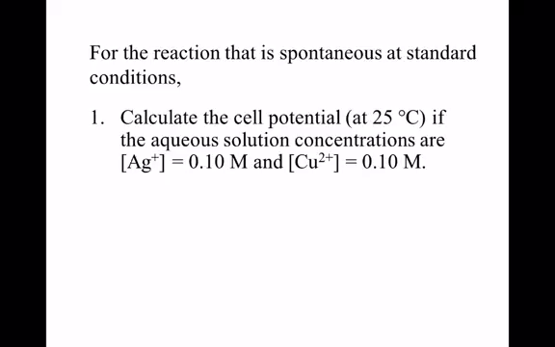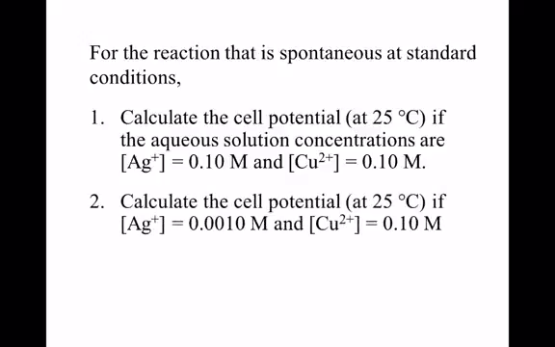So we're going to look at this particular cell in 2 scenarios. We're going to look at a scenario where the molar concentration, instead of 1 molar, is 0.1 molar each in the silver ion and the copper 2 ion. And then we are going to make them lopsided. We're going to leave the copper 2 ion at 0.1 molar, and we're going to jack down the silver ion to 0.0010 moles per liter. For those non-standard conditions, we're going to come up with the E of the cell using the Nernst equation.